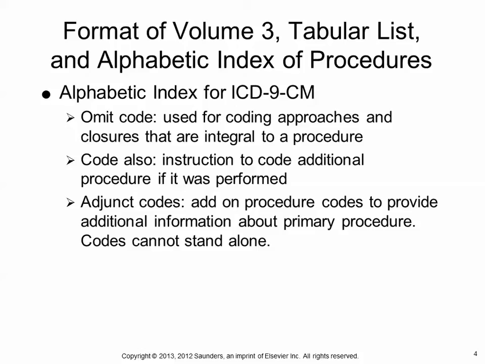Code also is just that. Code an additional procedure. That's just like the diagnosis instructional note to code also. An adjunct code is one that you have to add on to a procedure to provide more information about what you were actually doing and what that primary procedure is. Those codes cannot stand alone.